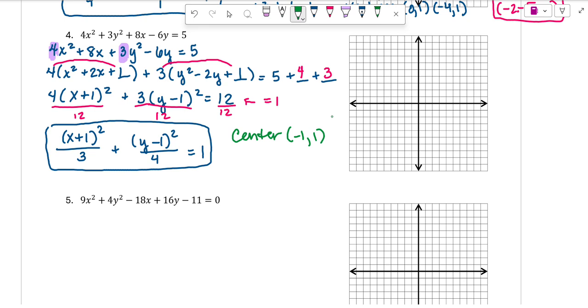And then let's see. Well, 4 is larger, so the a is under the y term, so this is a vertical ellipse. Okay. And a squared is 4, so a is 2. And then our b squared is 3, so b is the square root of 3. Okay, so let's start graphing. So -1, 1. Remember to go vertical. It's under the y, so you're going to go up 2 and down 2. And then the square root of 3 must be a little more than 1, but less than 2.